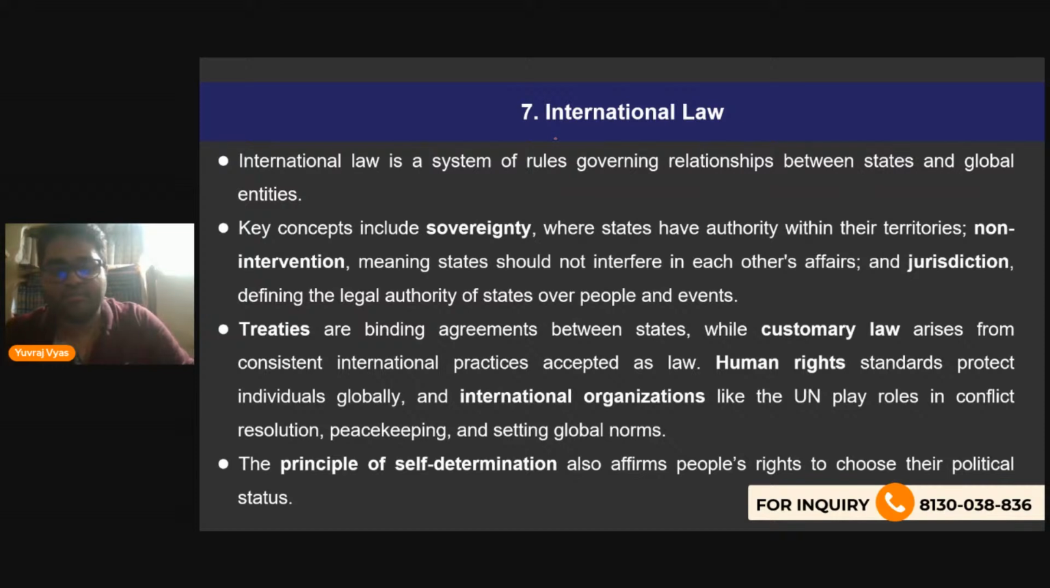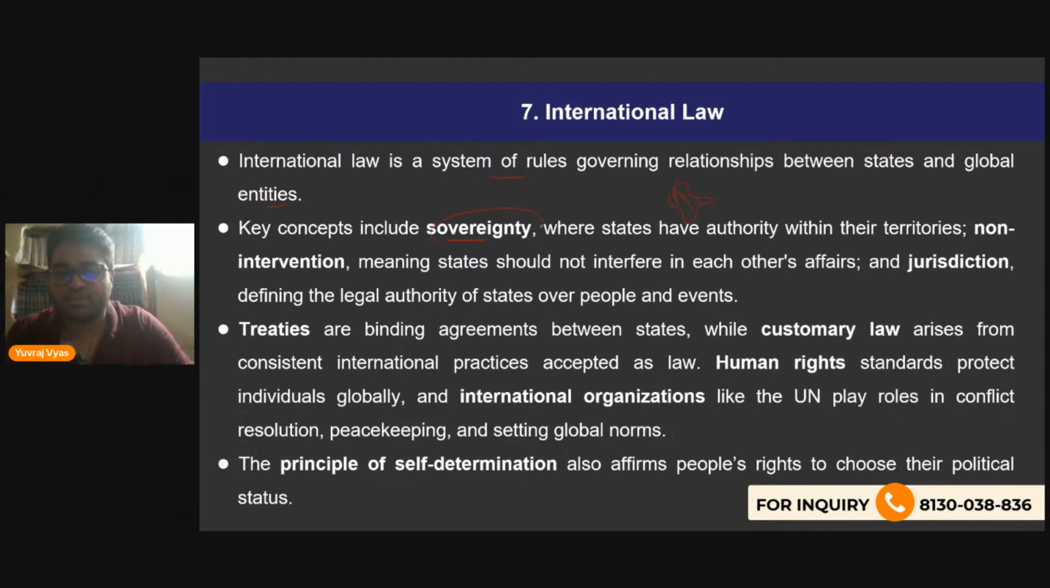Now, the seventh most important topic is some important concepts under international law. What is international law? International law is a system of rules governing relationships between states and global entities. Key concepts include sovereignty, where states have authority within their jurisdiction. So suppose India is there. India has exclusive jurisdiction or sovereignty over the territory that it is holding. So, if laws have to be made in India, India will make them. Pakistan, China, Sri Lanka, Bangladesh, the US, Europe, or any other country cannot dictate.